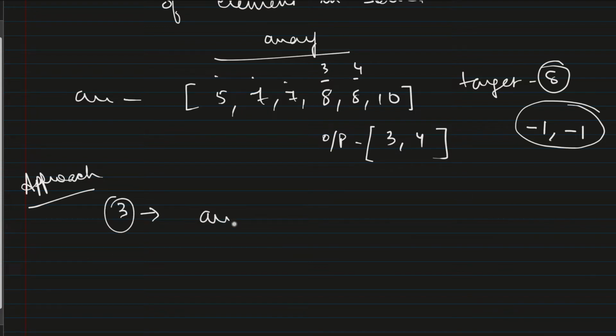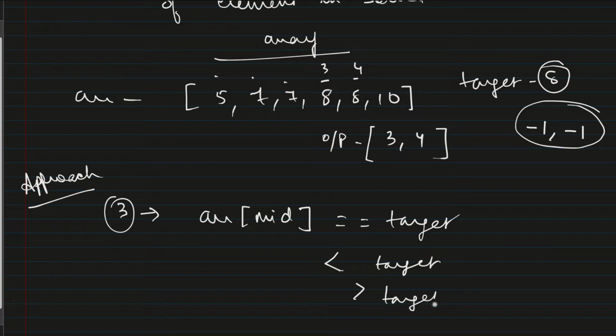So the element that we find, ARR of mid, we'll find the mid anyway. It can be either equal to the target that we have, or less than the target, or greater than the target. Now we have to take a call: in what conditions, what are we going to do? What are the things that we have to do in every condition?